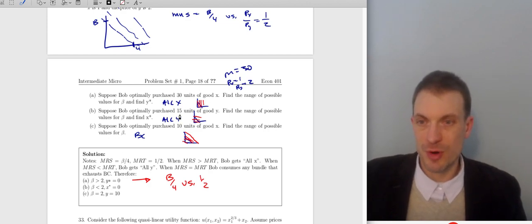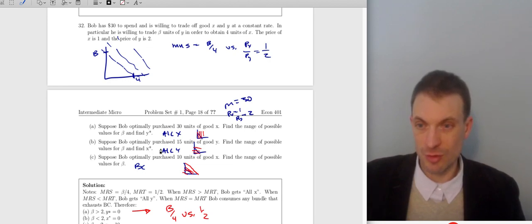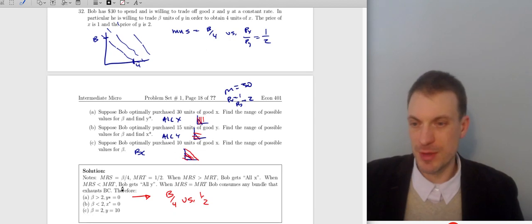Suppose Bob optimally purchased 15 units of good Y. Well, 30 divided by the price of good Y of 2 is 15. So if I exhaust all my money on good Y, this is a corner solution. This happens if the MRS is smaller than the price ratio. So I need B to be smaller than 2. And then X star is 0.